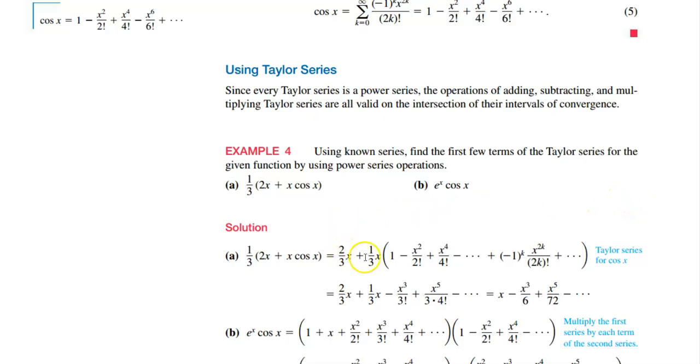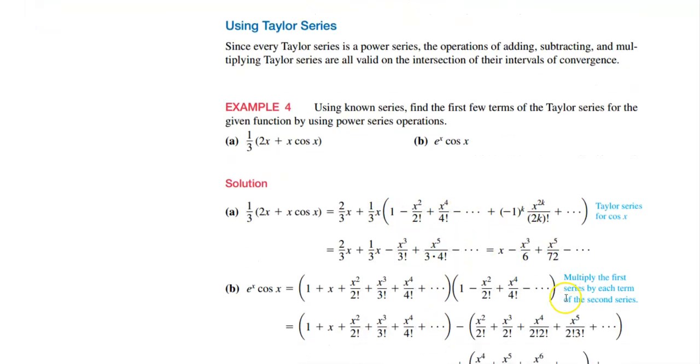So that's 2/3 x plus 1/3 x, and then we multiply our Taylor series for cosine in there. Once we combine all that, we get 2/3 x plus 1/3 x times (1 minus x squared over 2 factorial plus x to the 4th over 4 factorial), which gives x minus x cubed over 6 plus x to the 5th over 72, and then we keep on going.